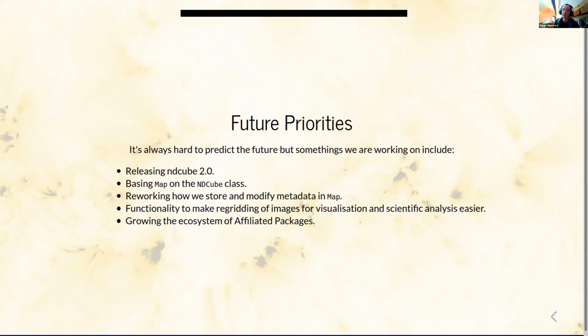The way we handle metadata and modifying metadata in map is massively overdue a rework, although it has had some small updates in 3.0. Adding functionality for regridding images to co-align them based on metadata hopefully will be made easier in the future. And as I said, a lot of the work at the moment is going on in affiliated packages to make them better and make more of them. So yeah, that's me.